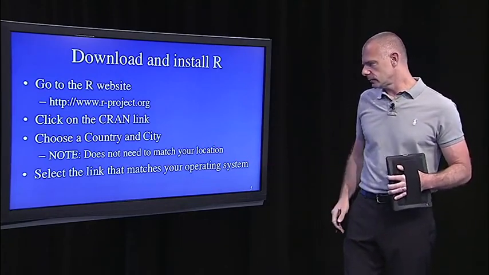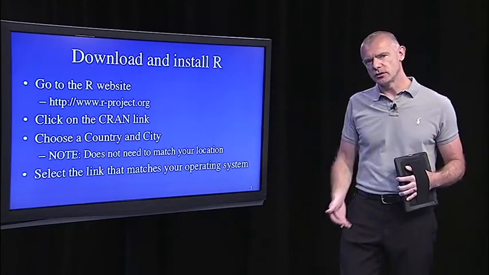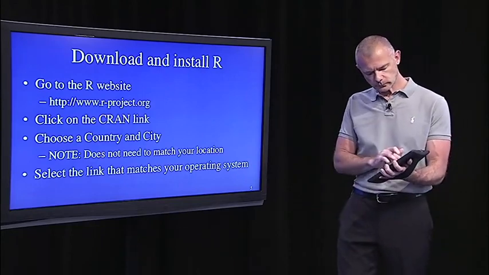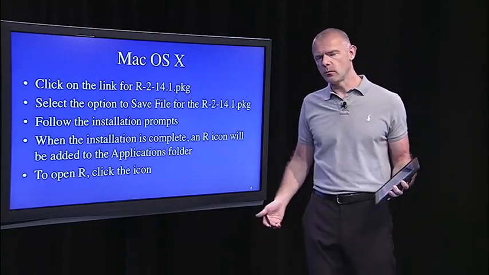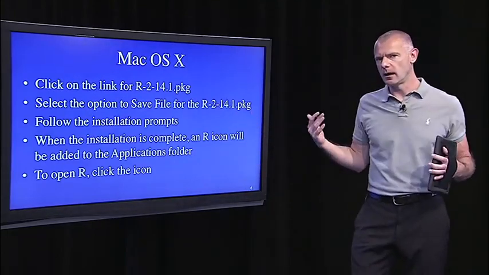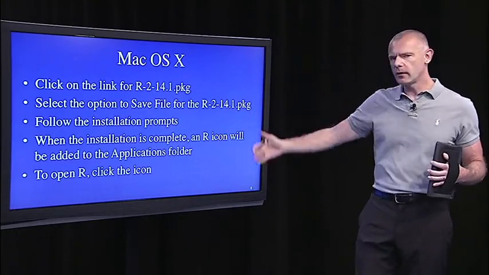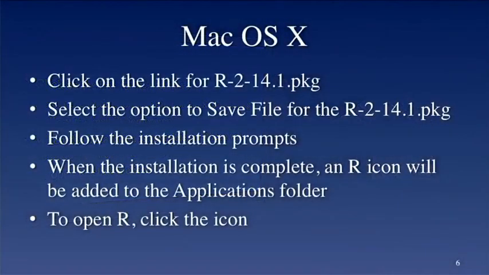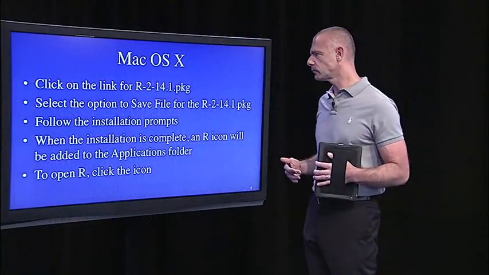And then select the link that matches your operating system. If you're working from an Apple, particularly if you're doing this with the OS X operating system, then you'll want to follow these steps. Notice it's just 5 steps. You click on the link for the R-2-14.1 package. I'm doing this in mid-August 2012, so that may be updated. Again, we'll put this on the course webpage.